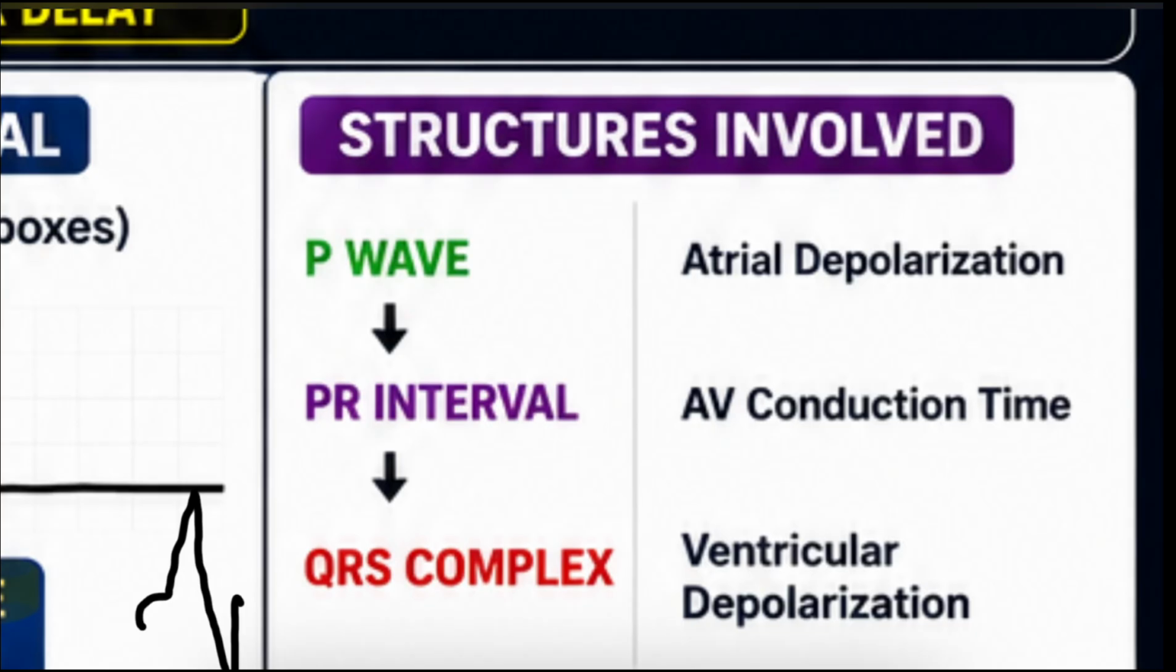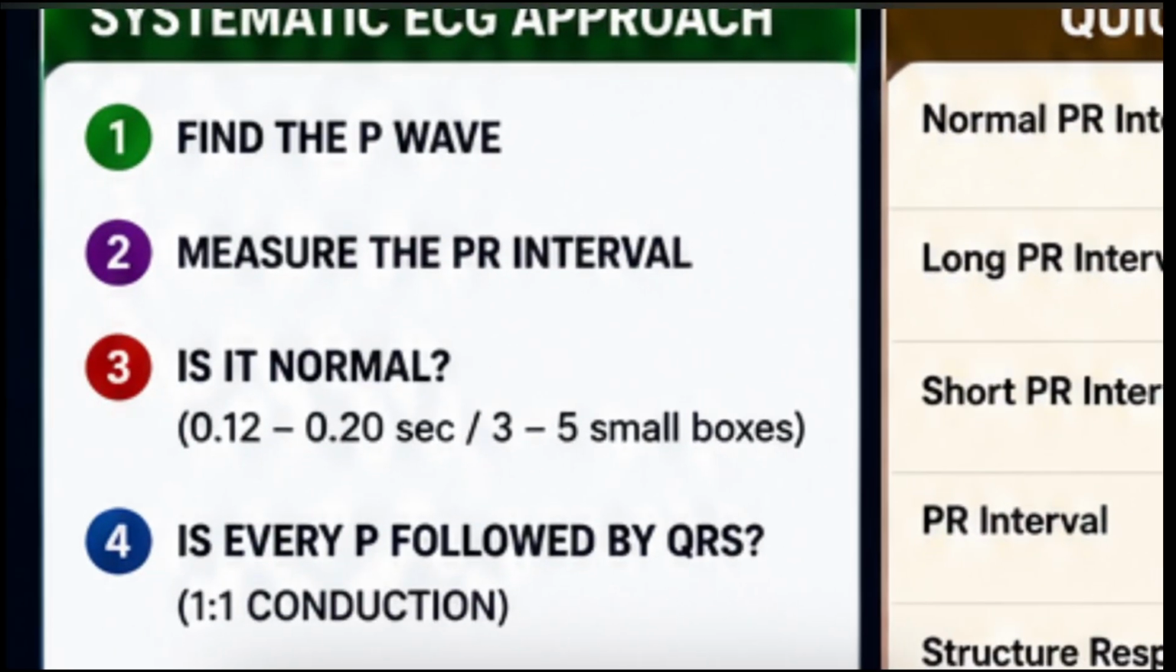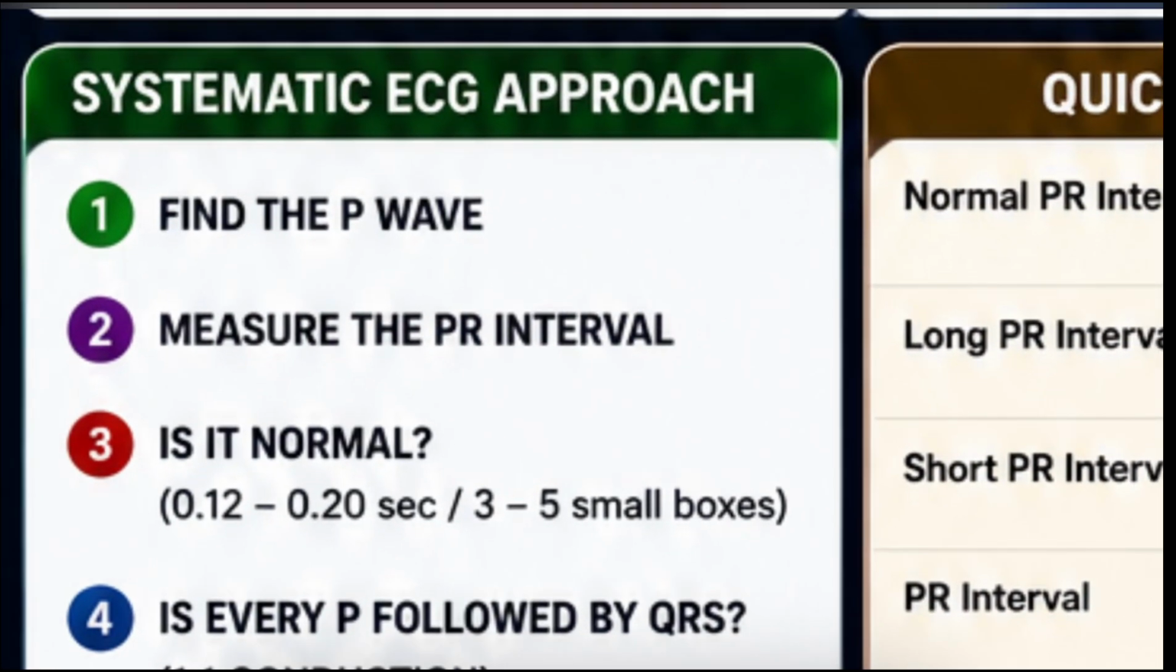So always ask yourself, is the PR interval normal, is it prolonged, or is it progressively increasing? These clues help to diagnose atrioventricular blocks. First degree block will cause a prolonged PR and every P has a QRS. In second degree block, we can see some P waves fail to conduct. In third degree block, we can see complete dissociation, and P and QRS are unrelated.